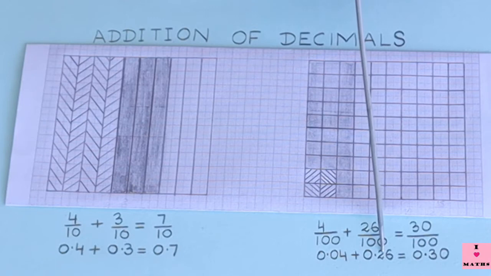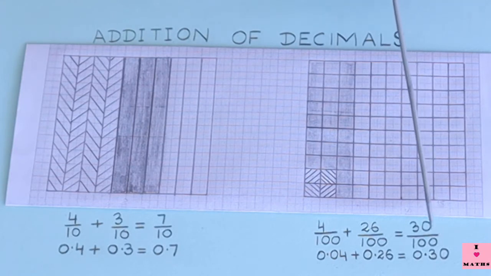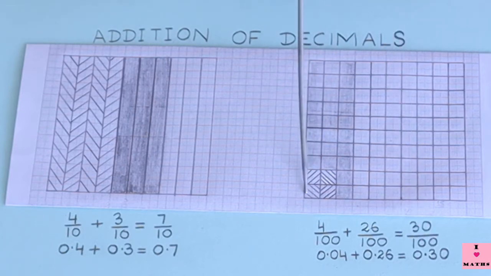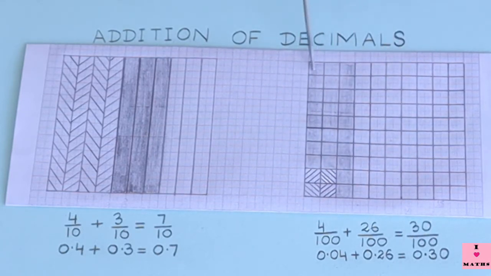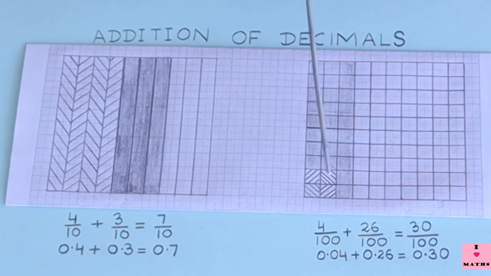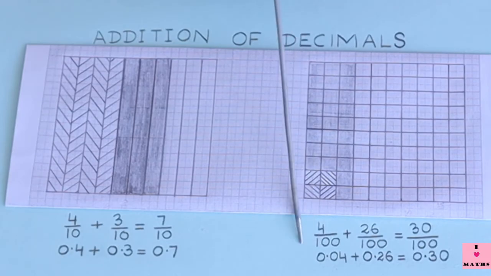So when we add these two, we get 0.30. So it means 30 parts out of the 100 equal parts. So these are 30 parts out of the 100 equal parts. So this is how we add decimals.